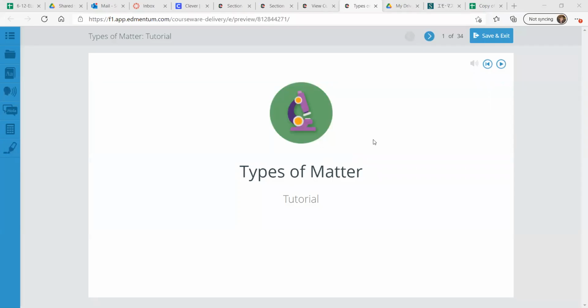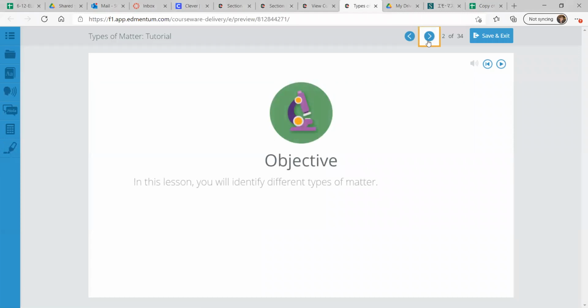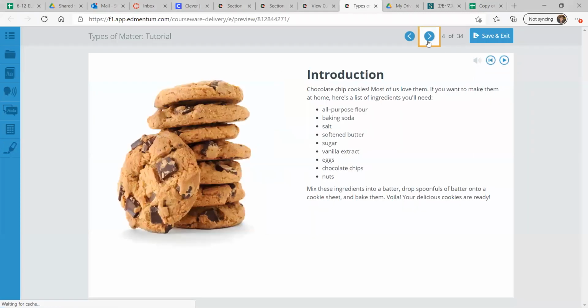Hey, it's Mr. Shrum, and we are going to get into types of matter. Now, a lot of this may be review. I know we talk about this in middle school science and some of your earlier high school sciences too. So I'll be overviewing a lot of this stuff, but maybe focusing on some of the new stuff. Let's get into the types of matter.